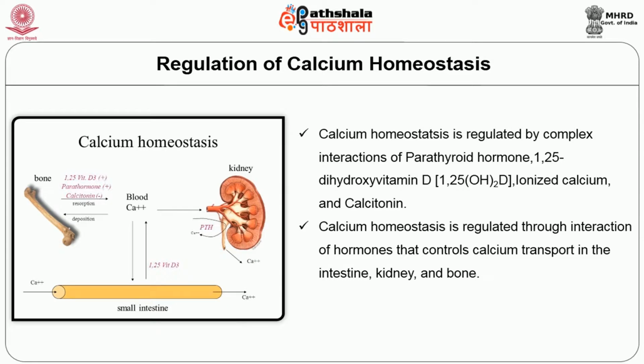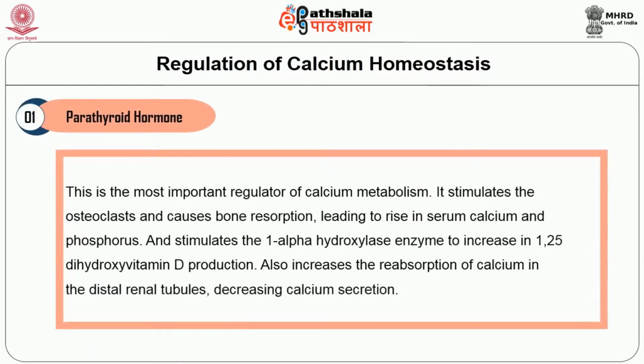Calcium homeostasis is regulated through the interaction of hormones that control calcium and its transport to the intestine, kidney and bone. Let us understand the hormones one by one. PTH, or parathyroid hormone, is the most important regulator of calcium metabolism. It stimulates the osteoclast and causes bone resorption, leading to a rise in serum calcium and phosphorus.